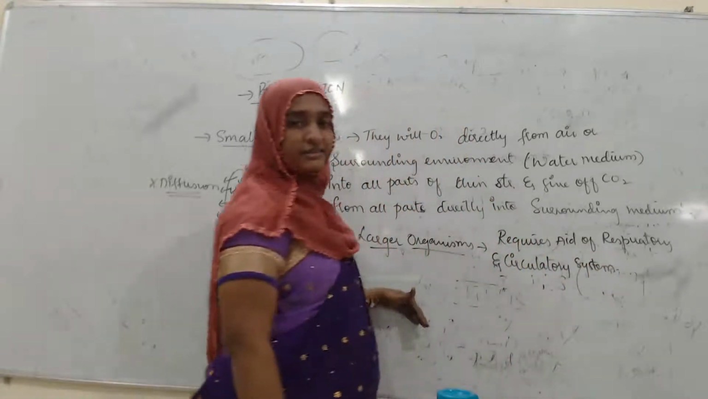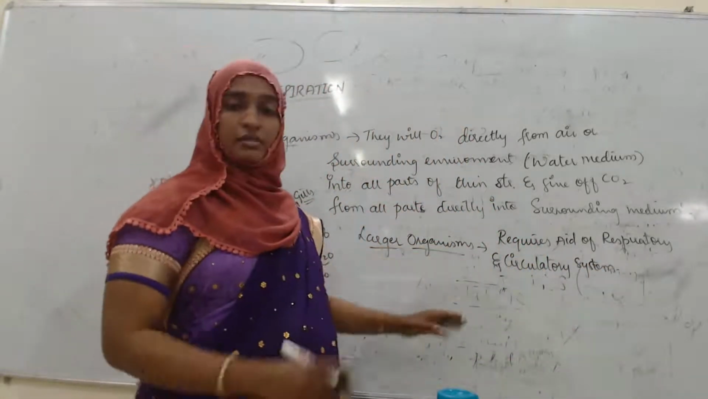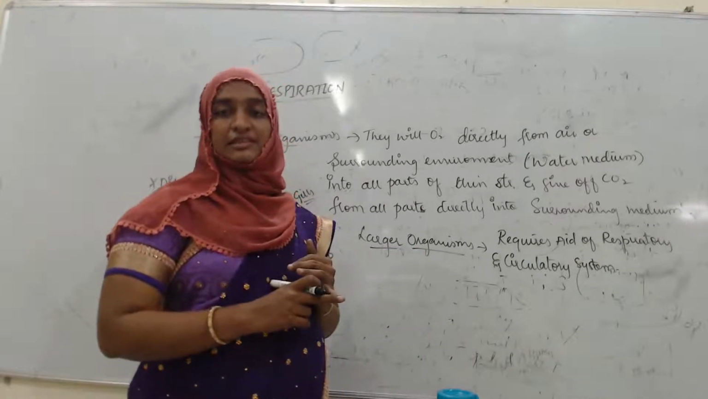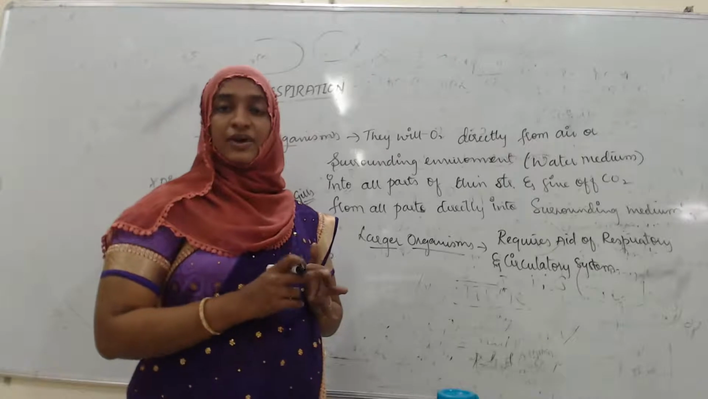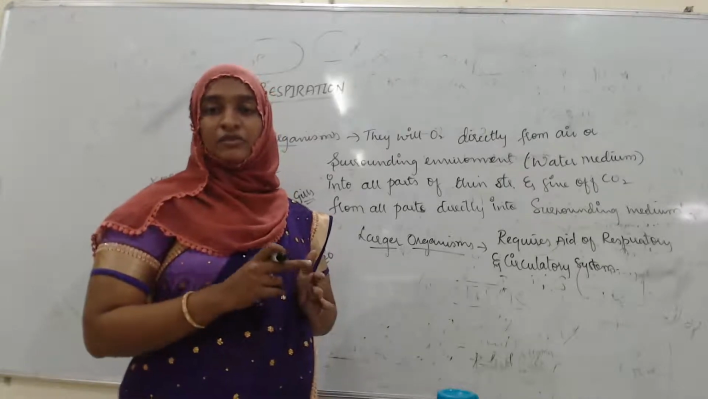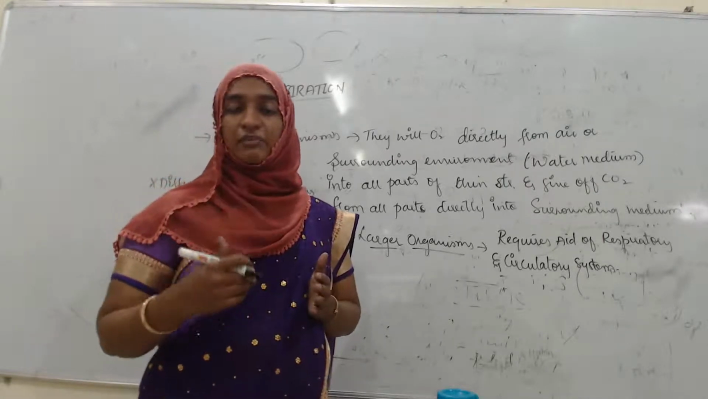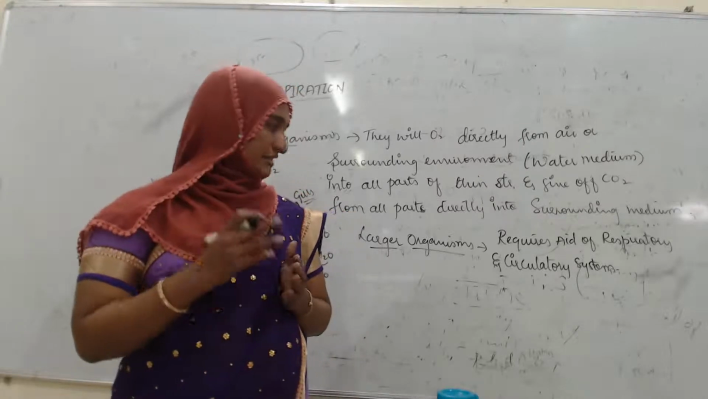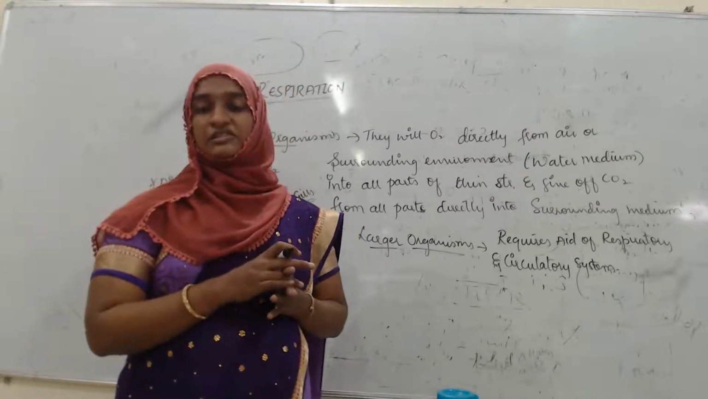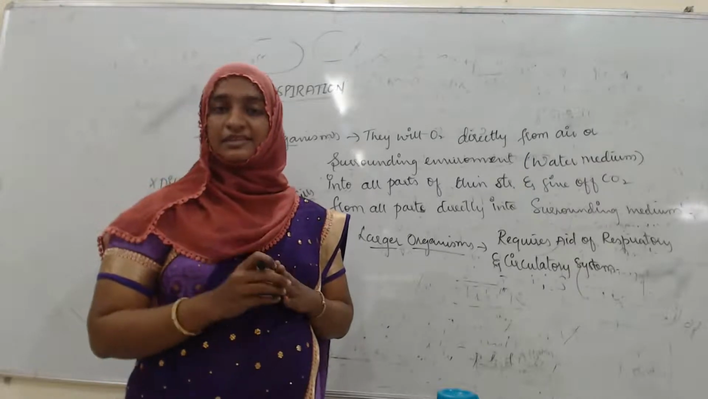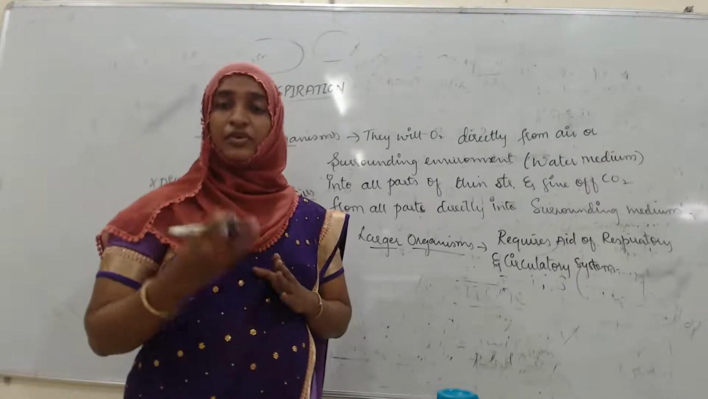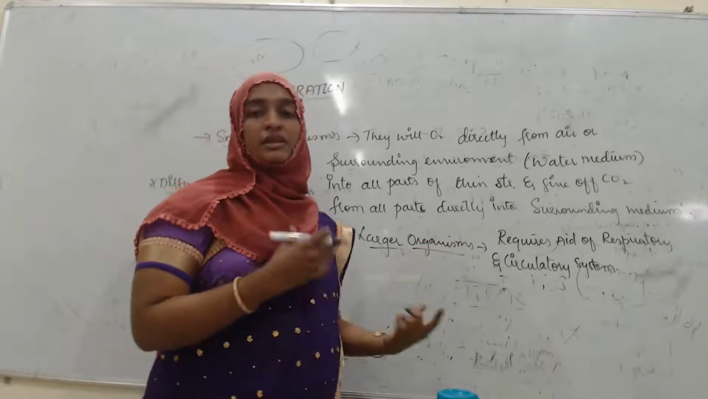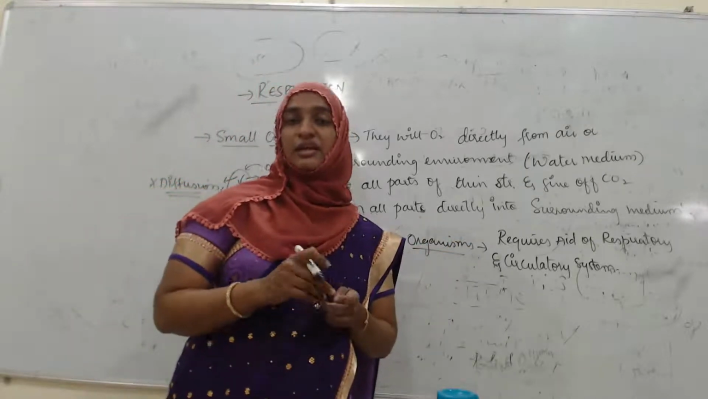What does it require? It requires the respiratory as well as the circulatory system. Respiratory means lungs, gills, pharynx, trachea. So all these are different parts of the respiratory system. It also requires the circulatory system, such as heart, blood vessels, capillaries, veins, arteries, and all. So this is in whom? In the larger animals or the higher animals.